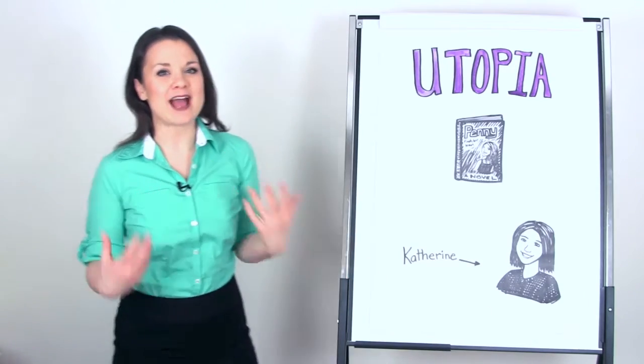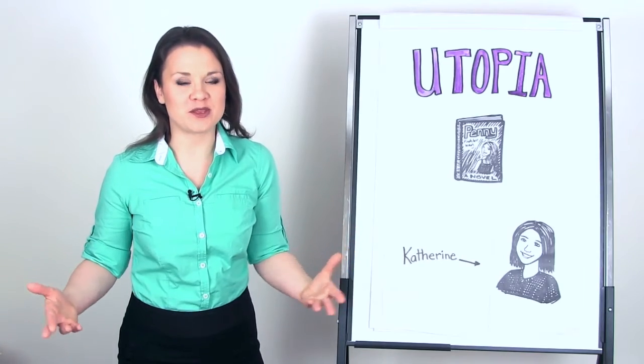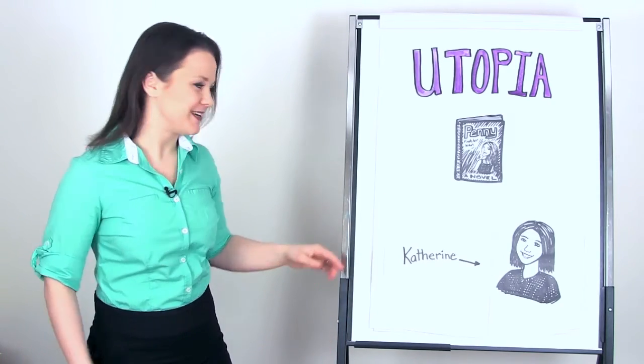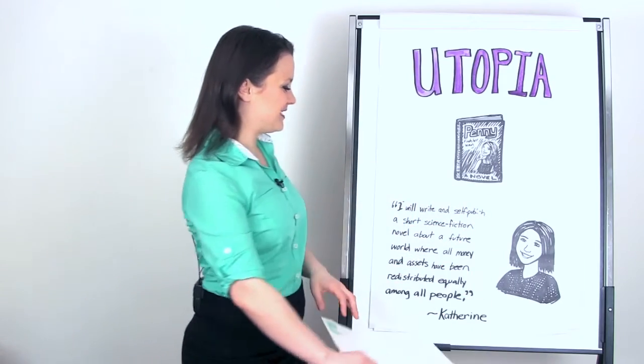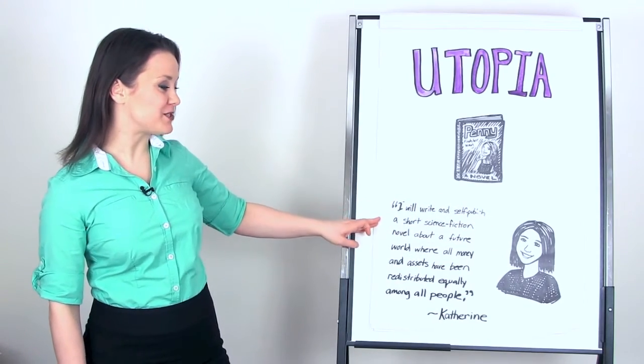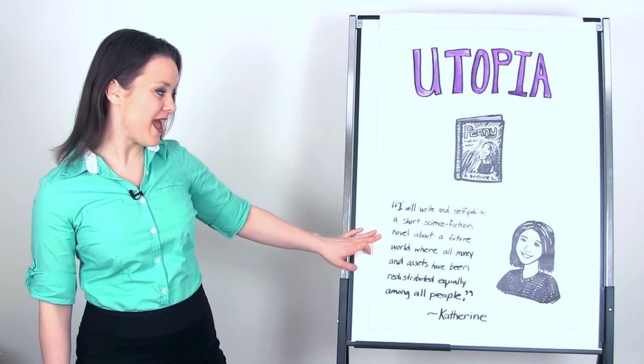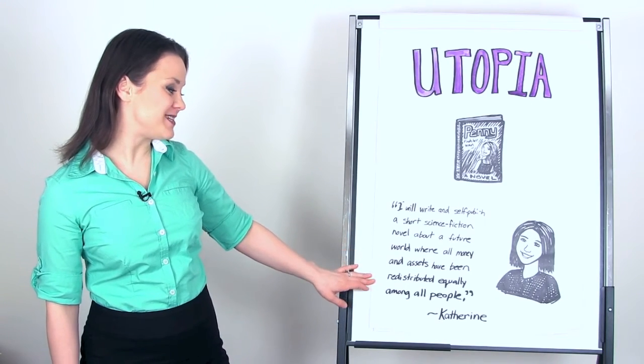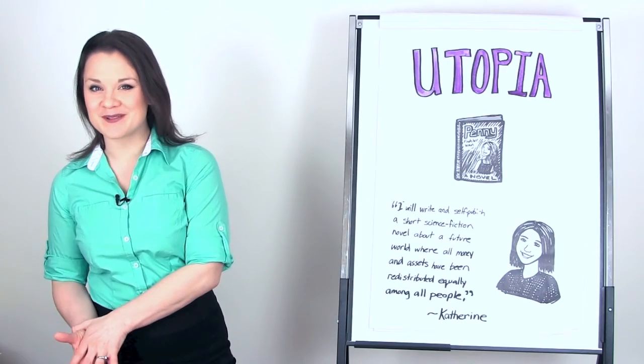And she can't actually gather up all the wealth in the world and redistribute it equally amongst all people, but she can do that in fiction. So here's what she's going to do. She's gonna write and self-publish a short science fiction novel about a future world where all money and assets have been redistributed equally among all people.